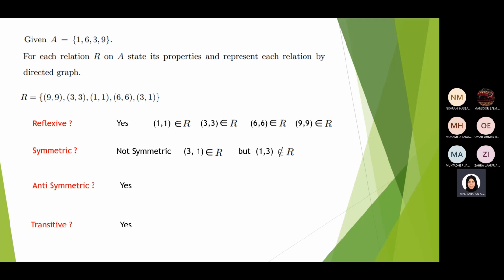Now to draw the directed graph again, we have to represent each element by a circle. Each element is a state. Then I have to represent each pair with an arrow. So 9 9, 3 3, 1 1, 6 6, and 3 1. This is the directed graph.